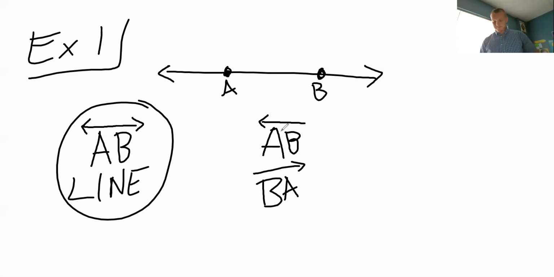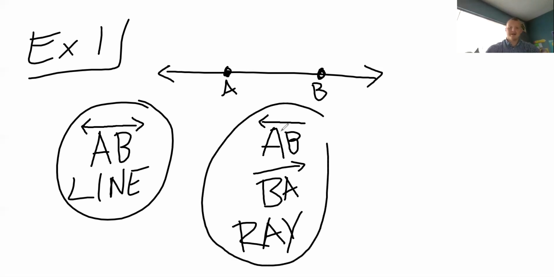B, A. Okay? So when you have the first letter listed first, so letter A, it's going to be pointing towards the left because A is on the left side. When you have B listed first, you are going to have the arrow pointing towards the right side because the B is on the right side. So these 2 examples right here are an example of a ray. A ray.